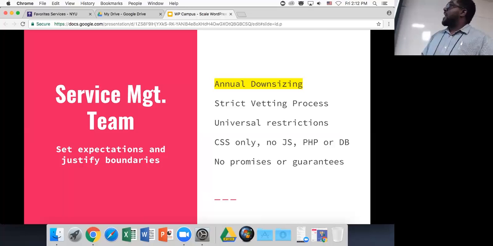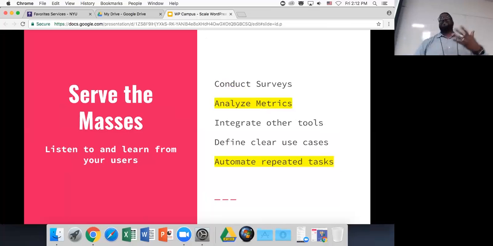So that's our annual downsizing, or maybe every 2 years it could be, but we have to think about that. When we're doing themes and plugins, there's a really strict vetting process and universal restrictions. Like I said, a provost starting a site has the same privileges as a student starting a site, because they're only able to do certain things. This is all multi-site, and there are no guarantees. If someone's requesting a plugin, it has to serve our needs and has to be secure.